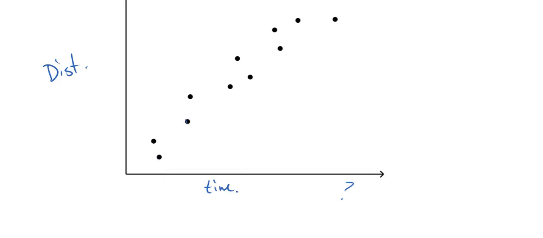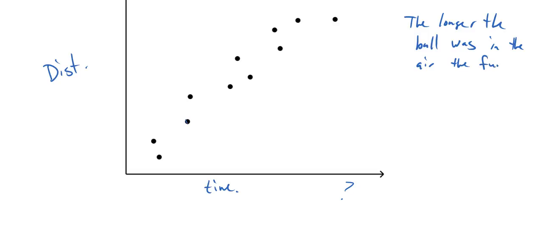Good. So if this was distance and time, I would say the longer the ball was in the air, the further it went. I'm going to do a little experiment here. Just watch. Okay? How long is this ball? It's an eraser, but how long is this in the air? 0.5 seconds. Not very long. How far did it go? Not very far.